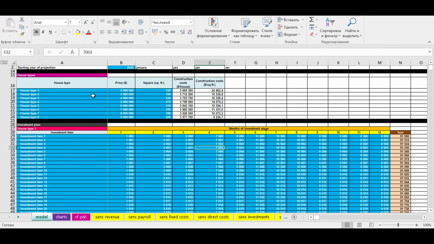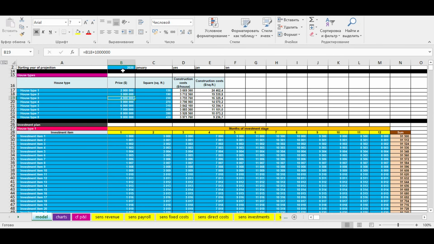So now let's go through the model and I will show you what items you should pay attention to if you want to run this business. In our model, all inputs are colored in blue. Other cells are automatic.